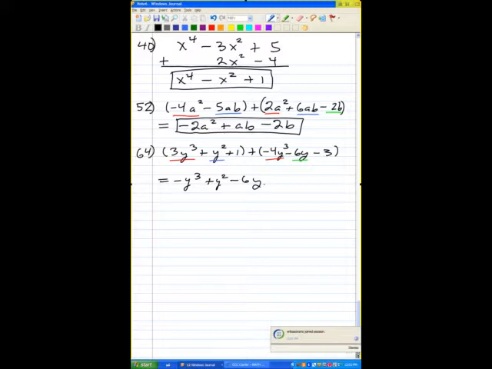And then lastly, I have plus 1 minus 3. So 1 minus 3 is minus 2. And I have added both of these polynomials. Notice that when I add, I usually add in descending order. It makes it easier so I don't forget any term.